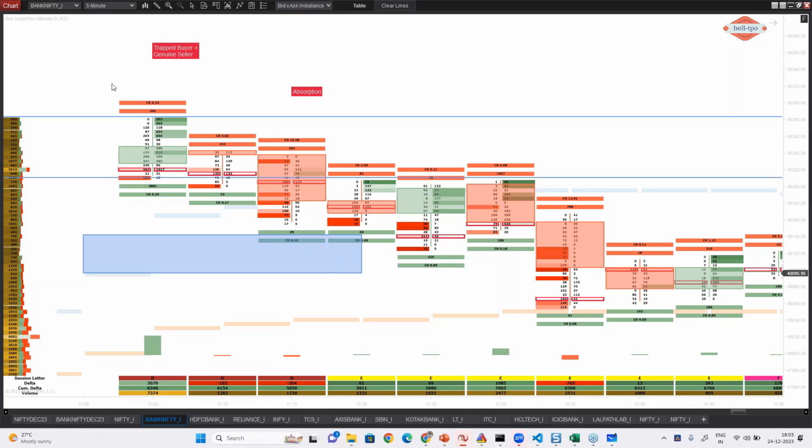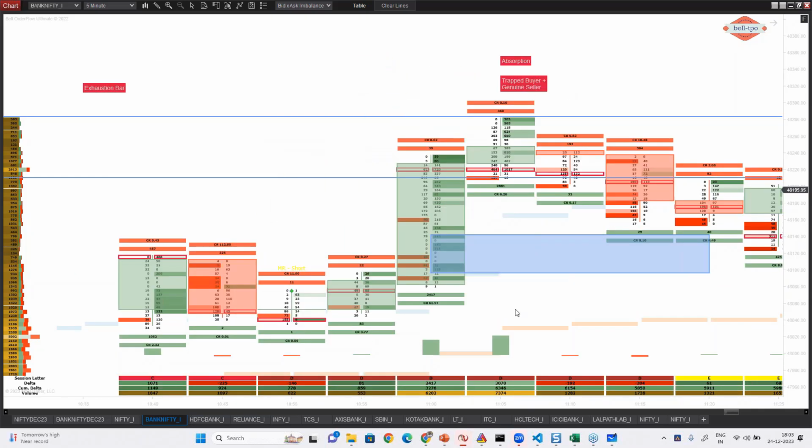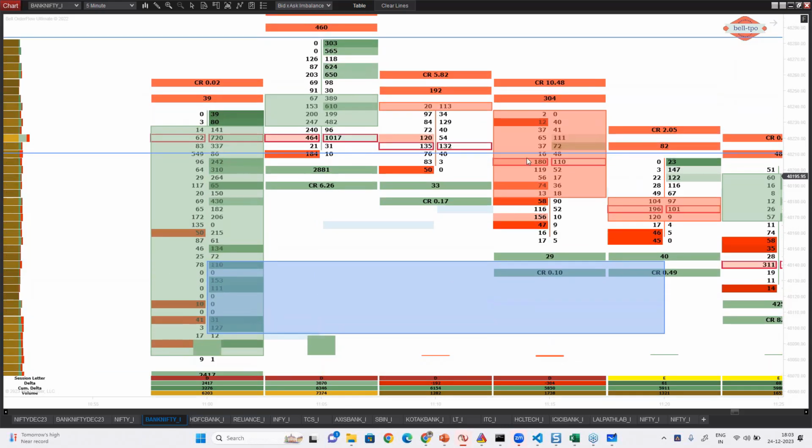So here I'm not only saying it is a trapped buyer. This particular bar, of course, is an absorption bar. I'm not only saying that it's a trapped buyer, I'm also saying a genuine seller is also there. At the fresh day high, you can see that on the sell side I'm also seeing a big volume of 464 lots. This 464 lots is happening on the sell side. Now these sellers, which are happening on an absorption bar, are called smart sellers or genuine sellers. I have given the term genuine sellers.